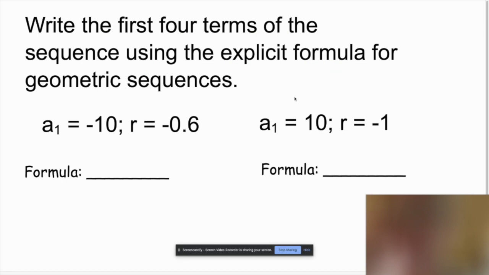All right, so the good news with this one compared to yesterday is that when you're writing out the formula, you don't have to worry about distributing and then combining like terms. Once you write out the formula, then you're done. So if I take a sub n, and my first term is -10, my common ratio is -0.6, raised to the n minus 1. I'm done. I cannot multiply the -10 and the -0.6.